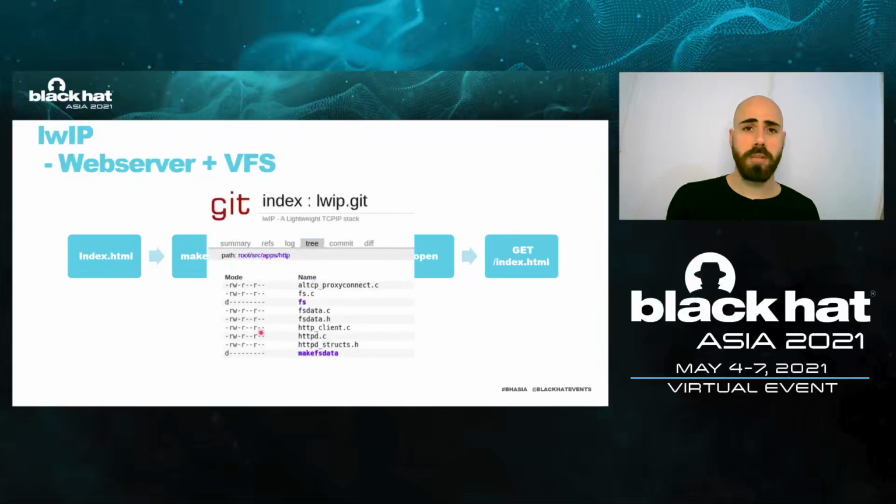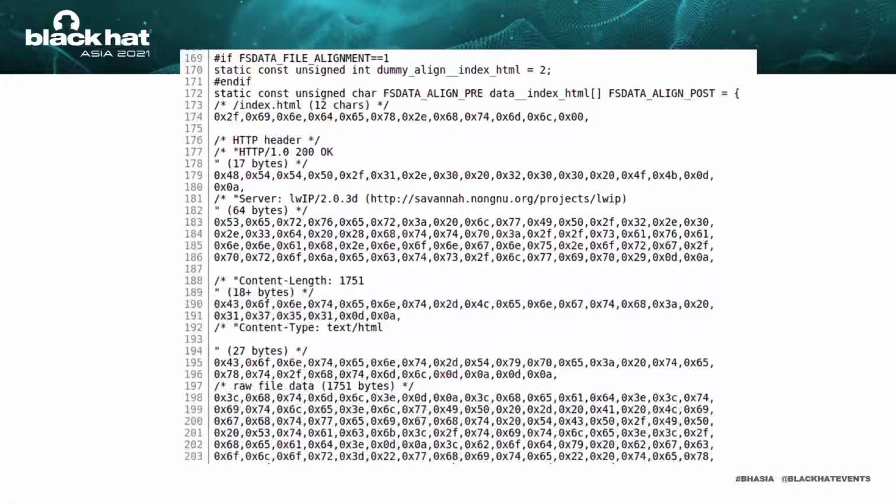And everything is pretty tight. The implementation is simple. The http.c holds all of the web server itself. And then we have the makefsdata utility. And that's just an example of files that you can use. So that's the fsdata.c that comes along with the project. There is some index HTML encoded in here, and you can see that it also includes the HTTP headers and the server header, content length, and the data itself.